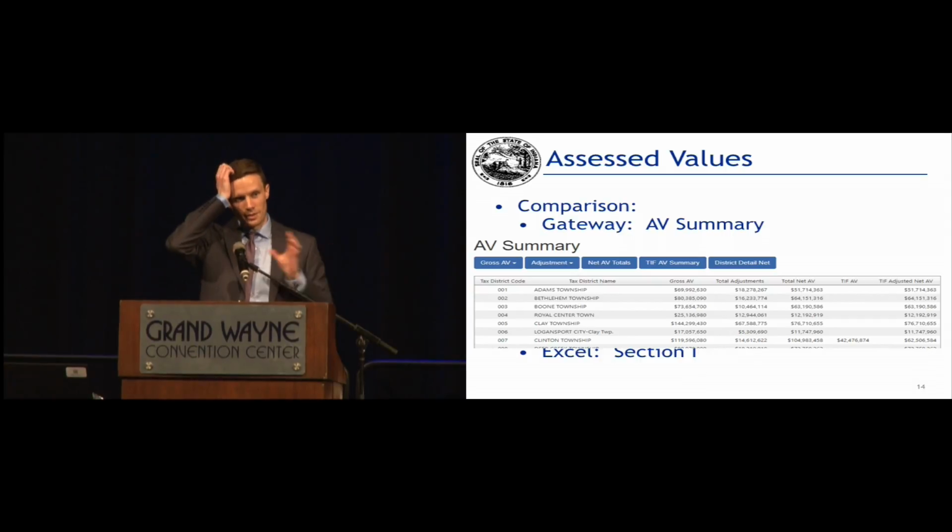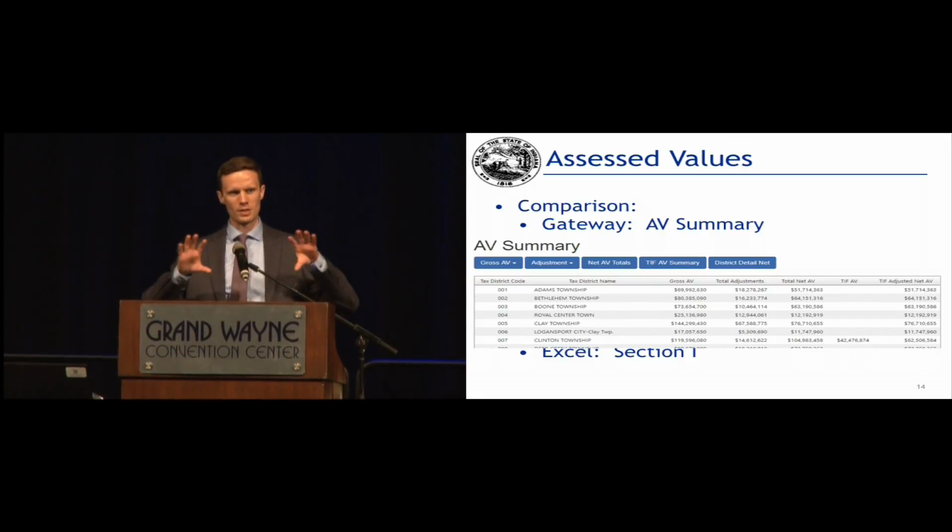So we're going to get into a few of the individual sections that are on both Gateway Abstract and the Excel Abstract and talk about some of the things that we're seeing. The assessed values is the first section. If you can picture the Excel Abstract, it's what you see on the leftmost side after you get through the tax and district name and tax and district numbers.